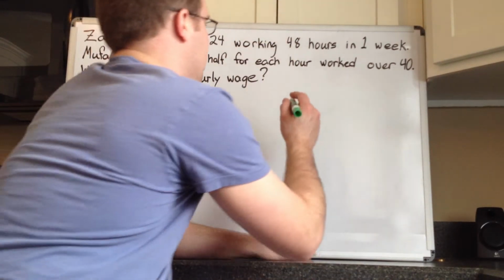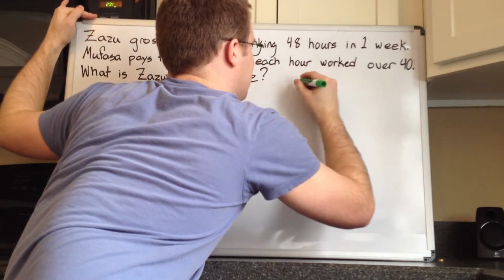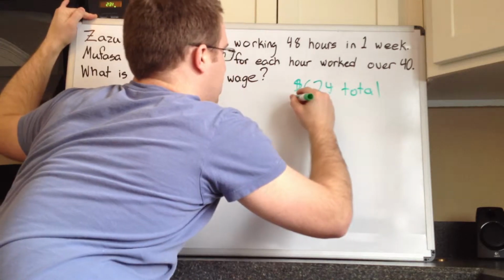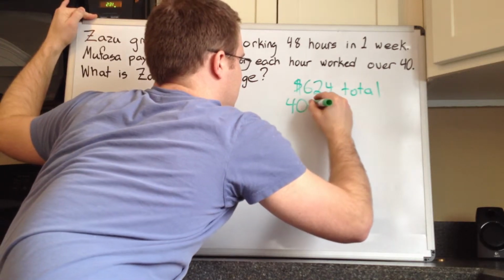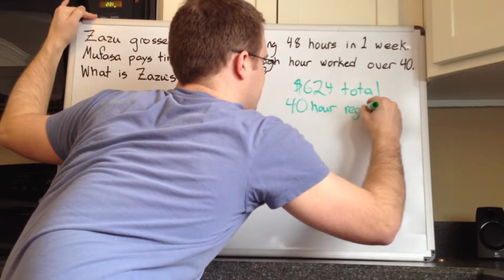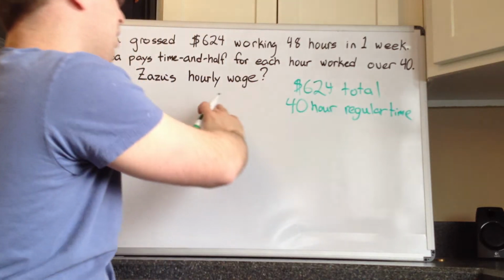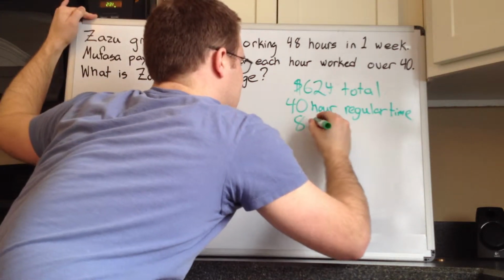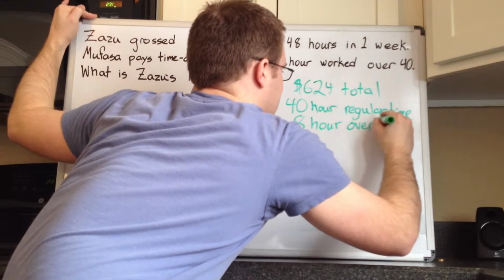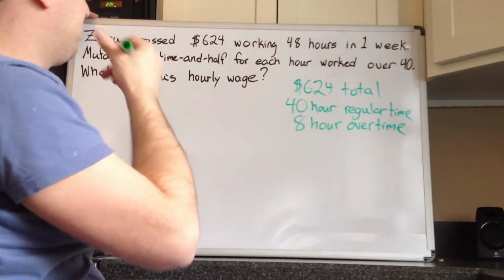We know Zazu grossed $624 total. We know Zazu worked 40 hours regular time. When I say regular time, I just mean at the normal hourly wage, and then 8 hours overtime. So that's 8 hours at the time and half wage rate.